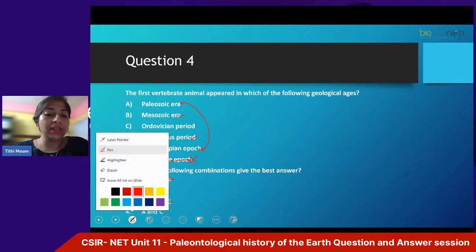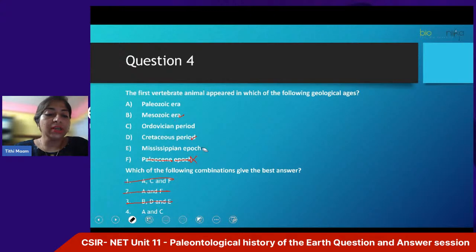That means you are left with only one option, that is A and C, that is Paleozoic era and Ordovician period. That is why I told you that if you use the mnemonics that I have given you, with those mnemonics you can remember the order of the periods and eras that are coming, and with that only you can find it out.